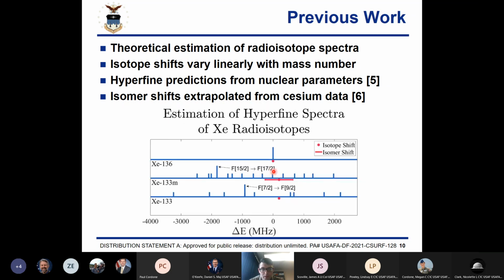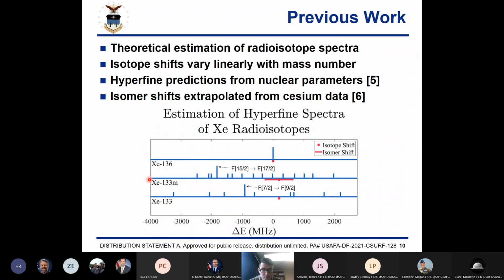Now, for isomers, that was a little trickier because there's not a lot of data on their nuclear charge distributions. So what we did is we looked at cesium, first of all, because it's close to xenon on the periodic table, and second of all, because its isomer shifts had actually been measured. We looked at the maximum difference between the shift for an isomer and the shift for its corresponding isotope, and we found that value to be about 450 megahertz. And we interpreted that as a range of error on our center of gravity.